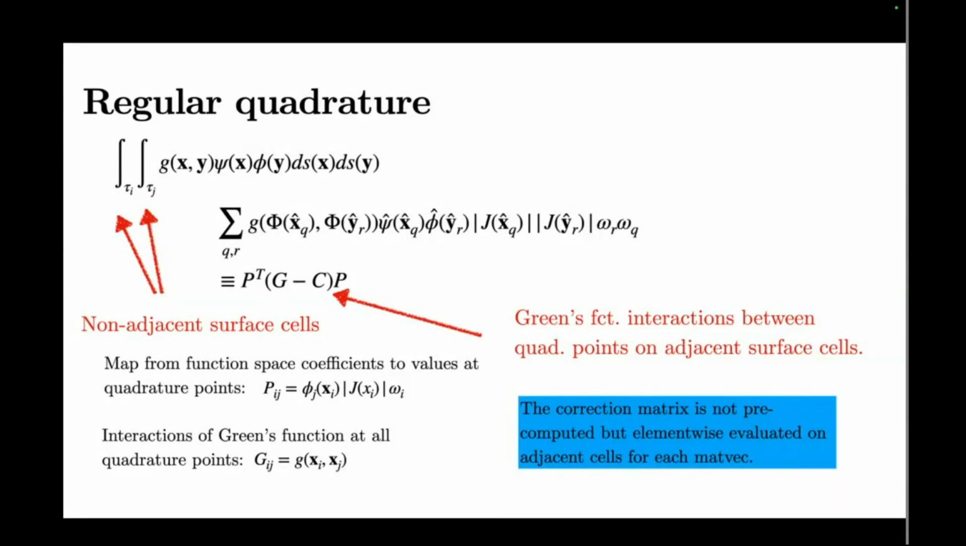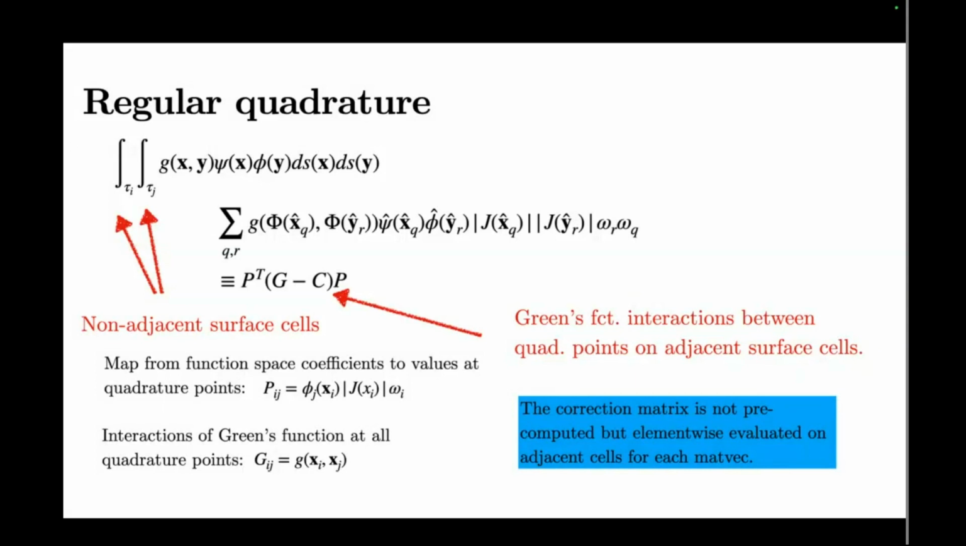So what are P and P transpose doing? They take our function space coefficients, so our test and trial function coefficients, and map them onto values at the quadrature points. So P_ij is the value of my basis function at the quadrature points, multiplied with the integration element, which comes from mapping from a reference triangle to the physical surface, times the quadrature weight. That's a highly sparse matrix. So P and P transpose are very sparse matrices, and they are trivial to establish in parallel.